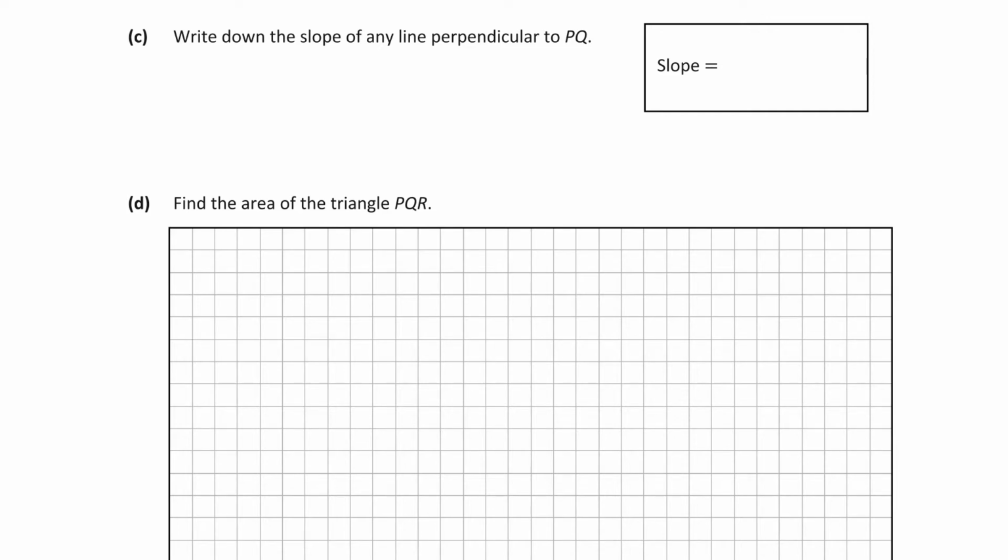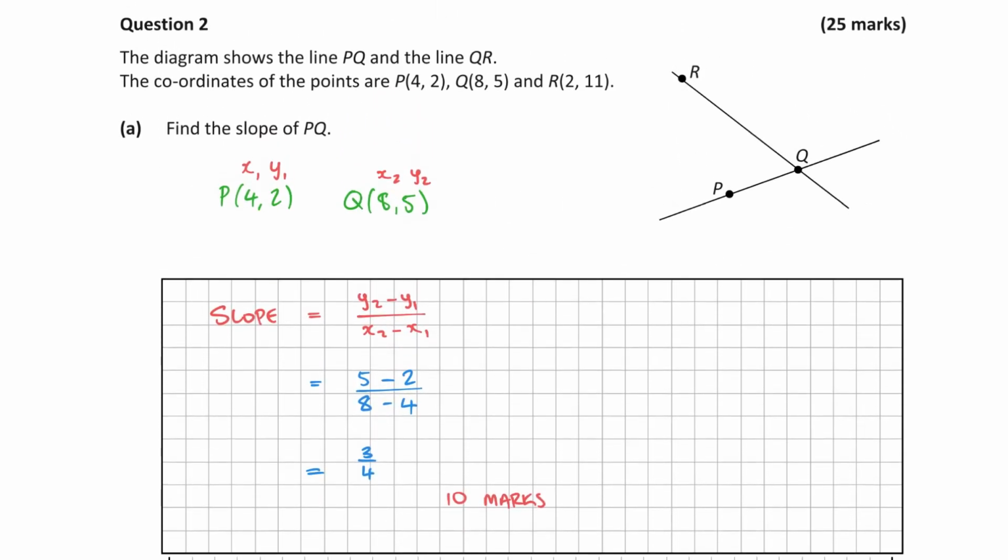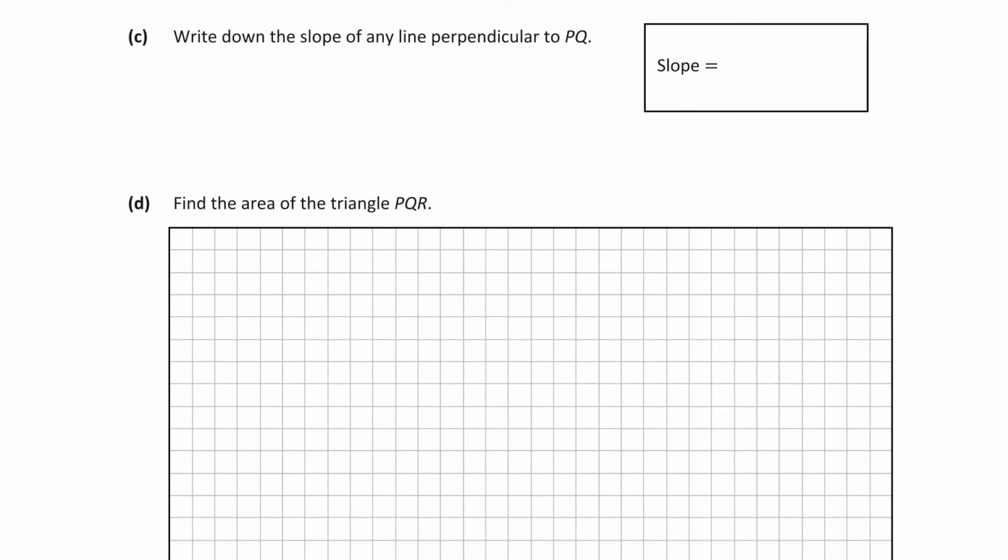So part C. Part C says write down the slope of any line perpendicular to PQ. So if we go back there and look at the slope of PQ, we worked out the slope of PQ was equal to 3/4. We should know that for any line that's perpendicular, all we need to do is get the reciprocal. And what that means is we need to flip it. So we flip this fraction and change the sign. So if it's 3 over 4, any line perpendicular will be 4 over 3. And instead of being positive, it'll be negative. So the answer there is minus 4 over 3.